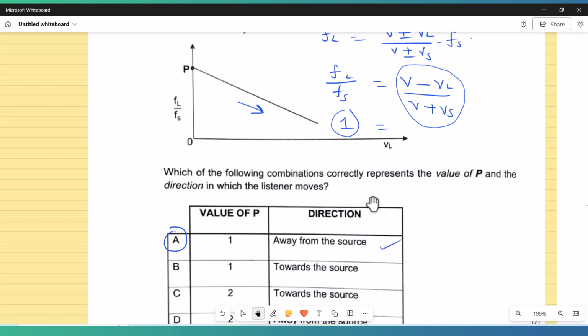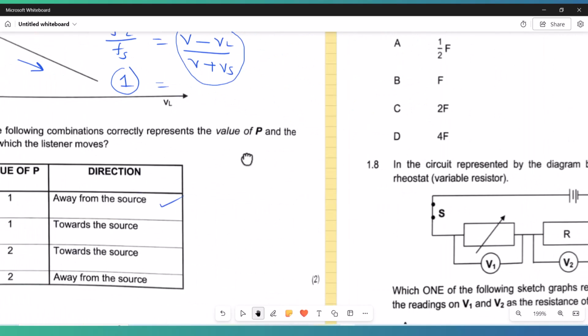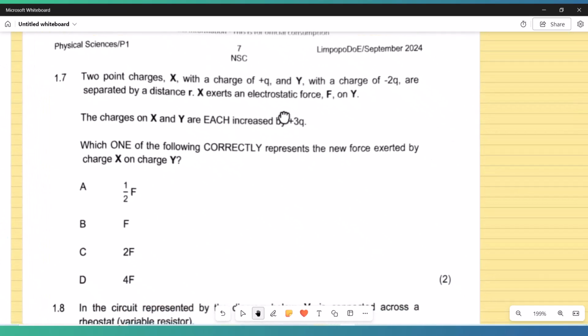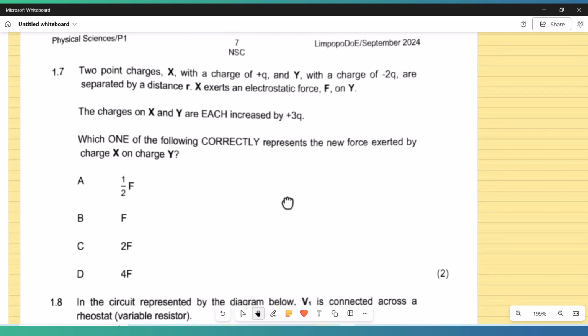Okay, let's continue here. Next question here, 1.7. They said 2 point charges, X with a charge of positive Q and Y with a charge of negative 2Q, are separated by distance R. X exerts a force of F on Y. The charges on X and Y are each increased by 3Q. Which one of the following correctly represents the new force by charge X on charge Y?